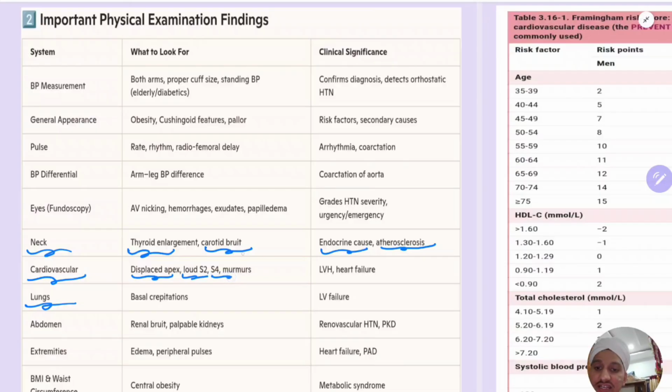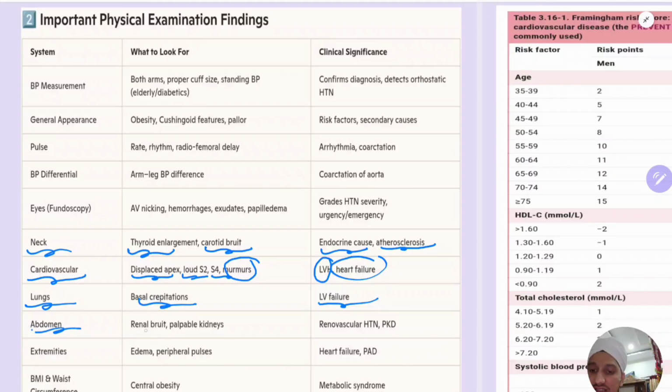Whether there is S4, that means the patient is having heart failure also. And whether there are murmurs, that means the patient may be having some valvular disease. So these features suggest left ventricular LVH and heart failure. Lungs, basal crepitations, if they are there, then it suggests cardiogenic pulmonary edema. Okay, then you come to the abdomen.